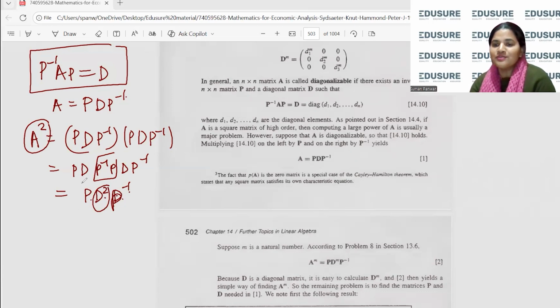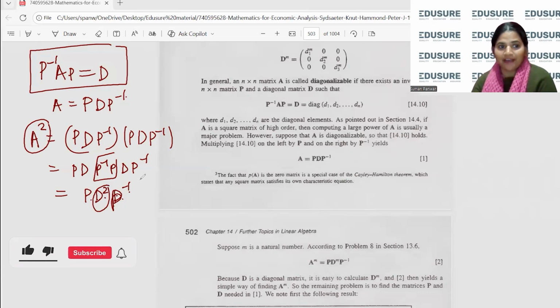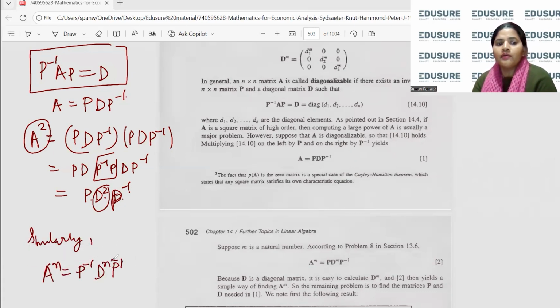So now A square is also a diagonalizable matrix, because D square will be a diagonal. So similarly, we can prove that A power n is P D power n P inverse. So this is the property of diagonalizable matrices.